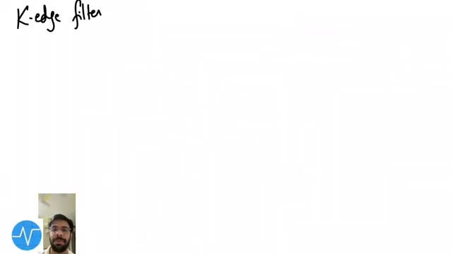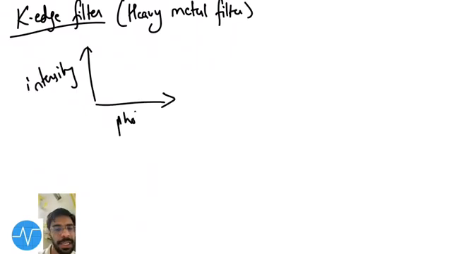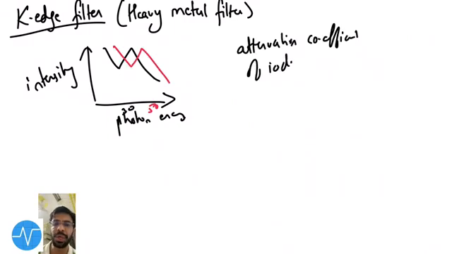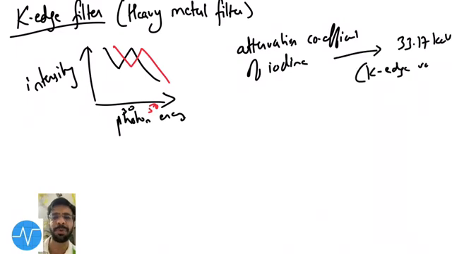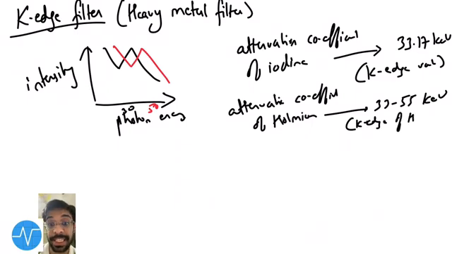Now one more type of filter is the K-edge filter, also known as a heavy metal filter. Let's draw the graph again, intensity and photon energy. Now if you see, the K-edge of iodine is around 33.17 kilo electron volt, and the same for holmium is 33 to 55 kilo electron volt.